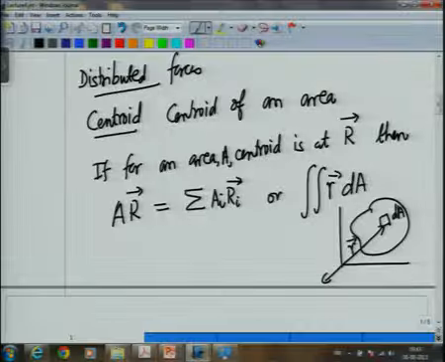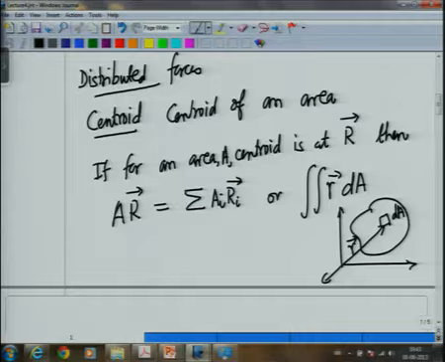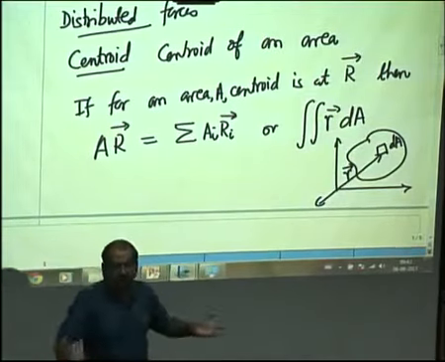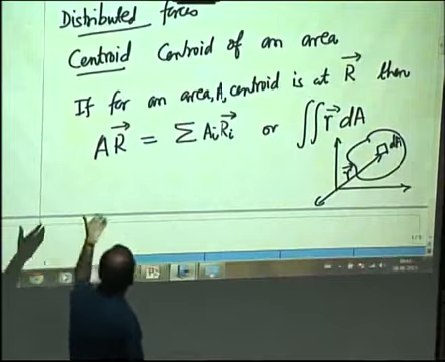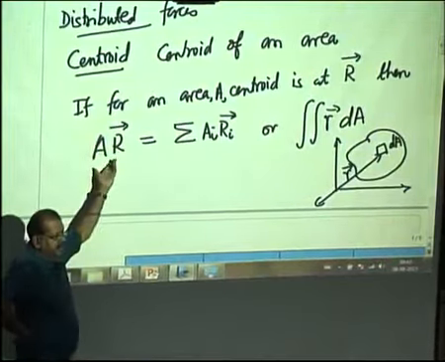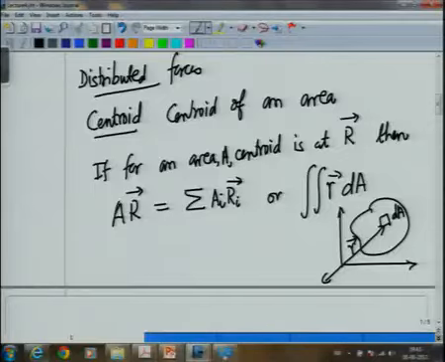This is the position vector R bar for the element of area dA. We first multiply R bar times the area dA, and then we add it up over all the elements. That is what is termed the first moment of the area. We divide the first moment by the total area, and that gives us the centroid.